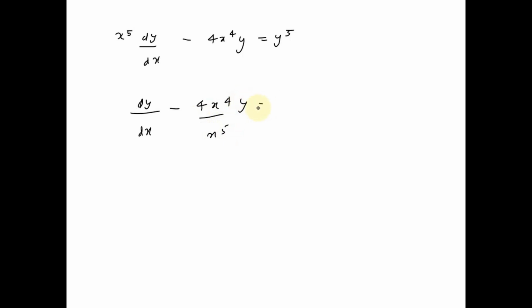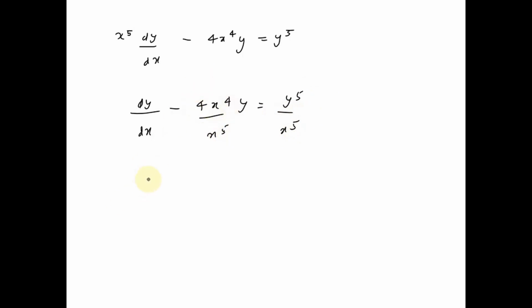In this question, we have been given a first order differential equation: x^5 dy/dx - 4x^4 y = y^5. Now first divide the whole equation by x^5. So here we get dy/dx - (4x^4 / x^5) y = y^5 / x^5.